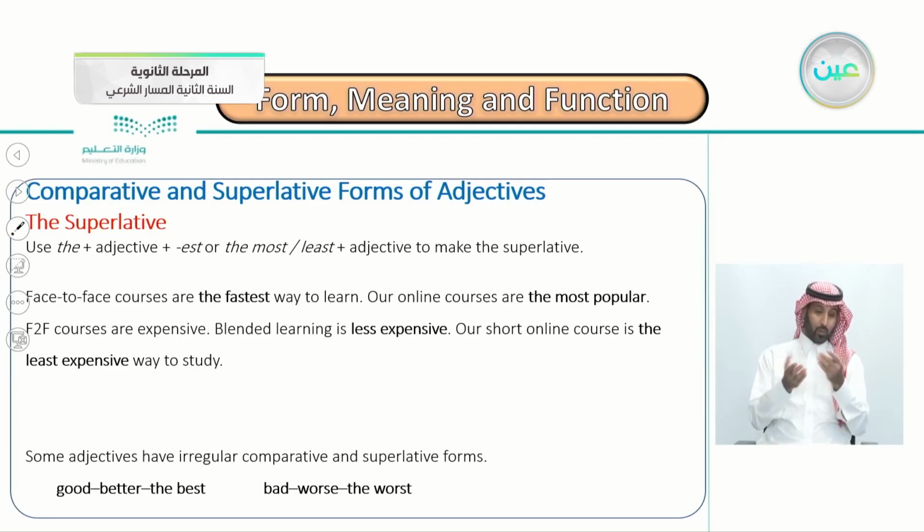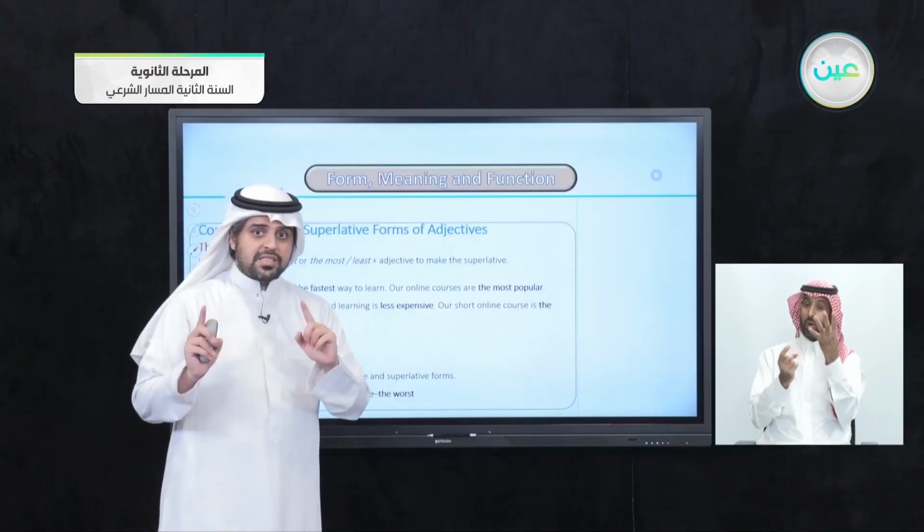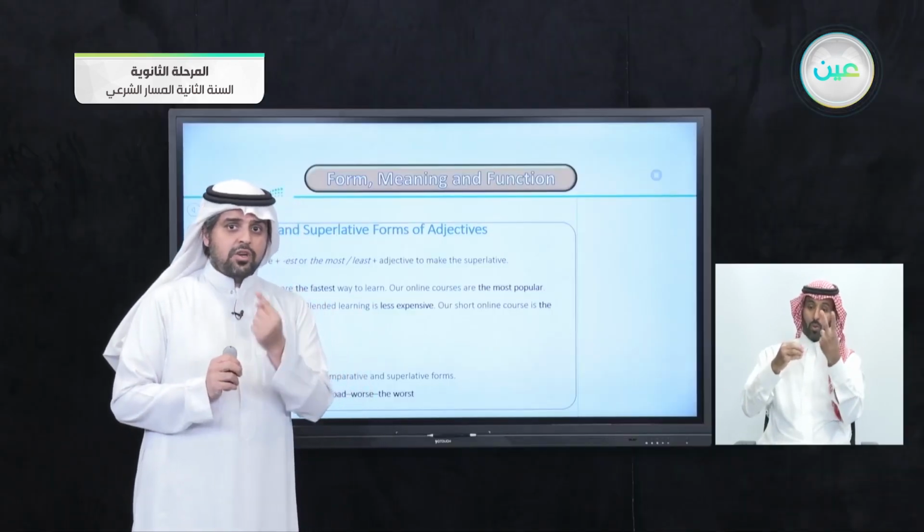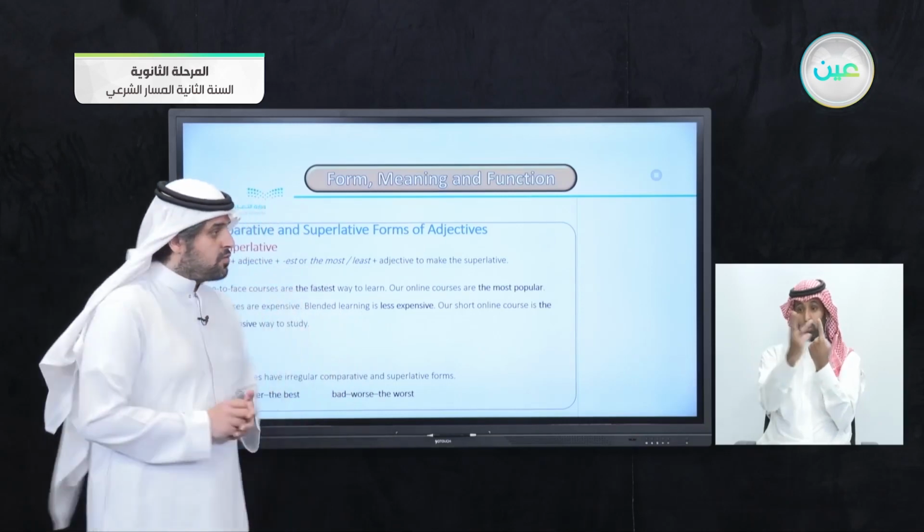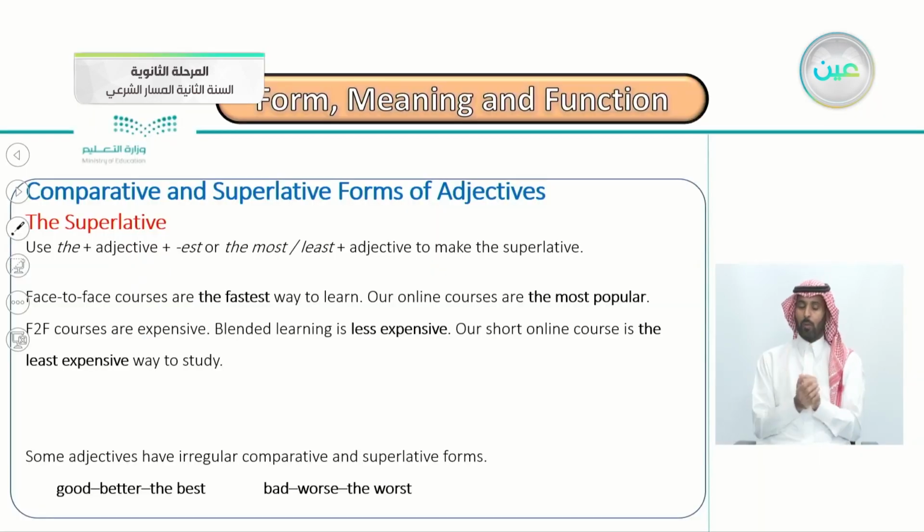Comparative and superlative forms of adjectives. Now we're talking about the superlative. So the comparative is comparing two objects. The superlative is comparing one object from a group. We use the plus adjective plus est, or the most, least plus the adjective to make the superlative.